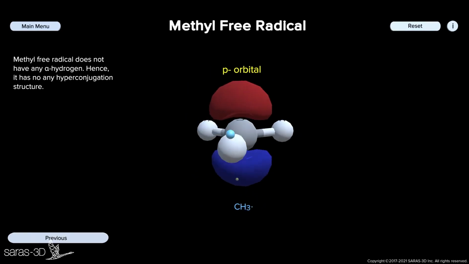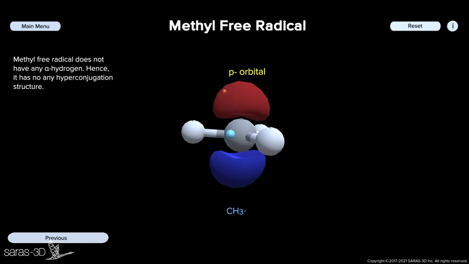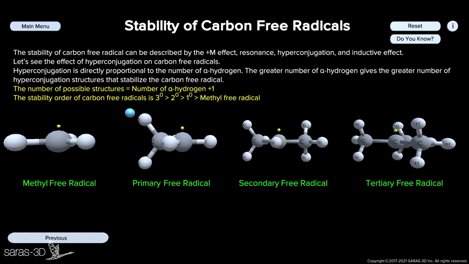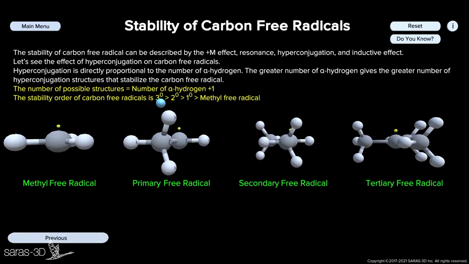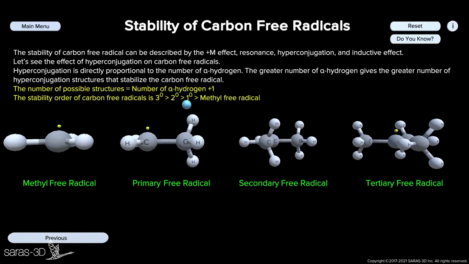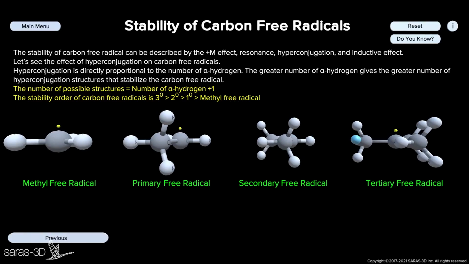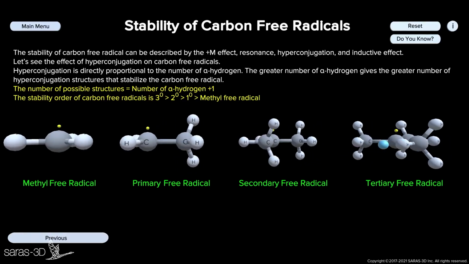So there is going to be no hyperconjugation structure for methyl free radical. And so the order of stability for these carbon free radicals is going to be 3 degree, followed by 2 degree, then 1 degree, and then the methyl free radical. So tertiary free radical is going to be most stable.